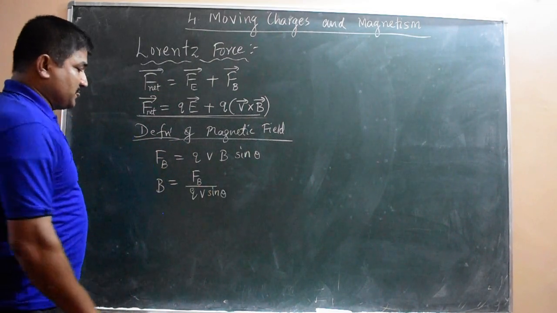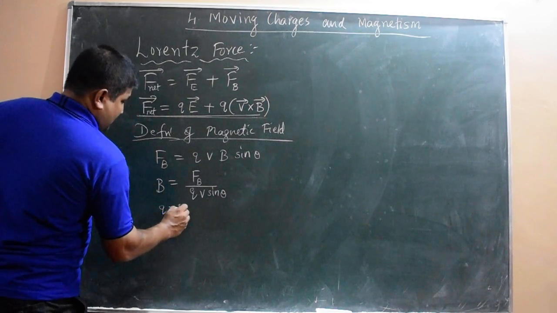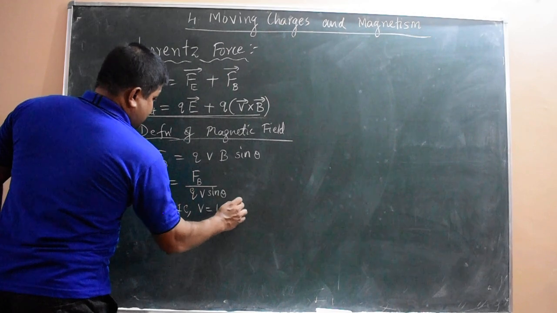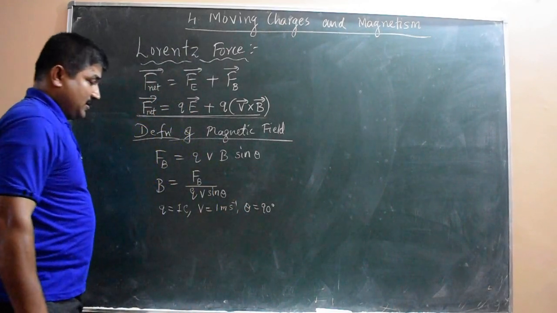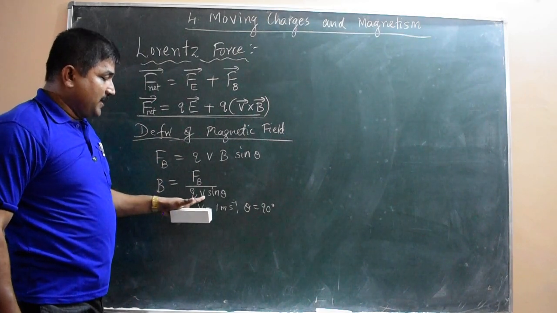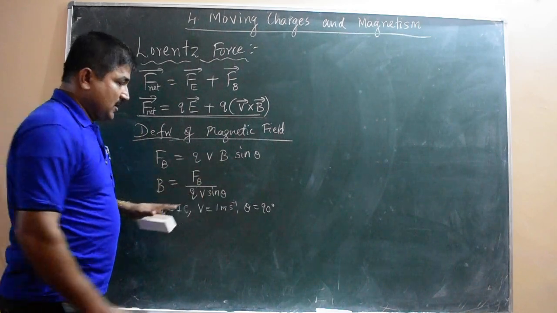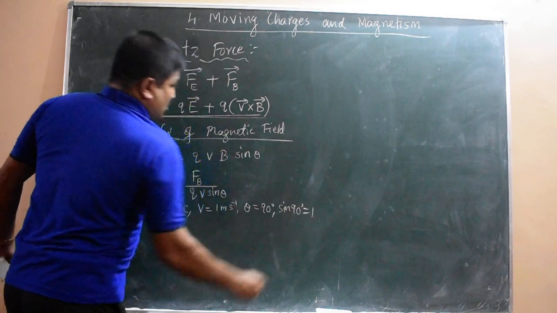Now if I choose Q equal to 1 coulomb, V equal to 1 meter per second, theta equal to 90 degrees. Look at the numbers. Q is 1 coulomb, V is 1 meter per second, theta equal to 90 degrees, sin 90 degrees is 1.